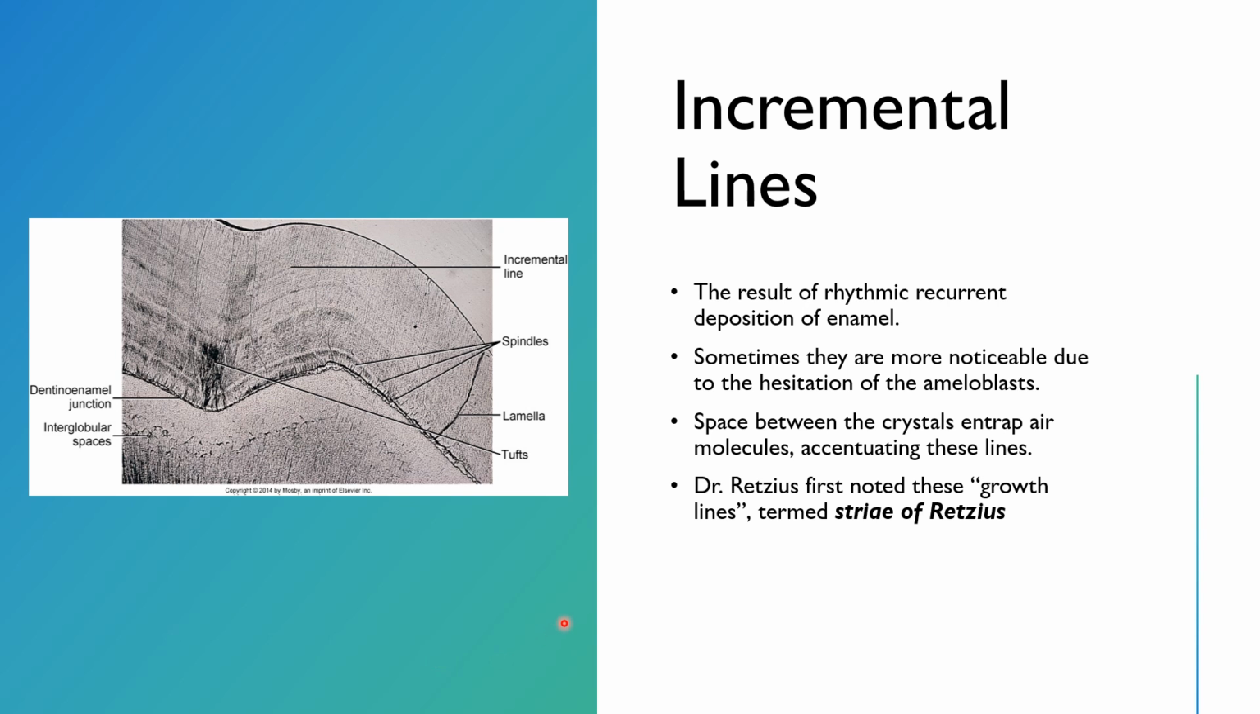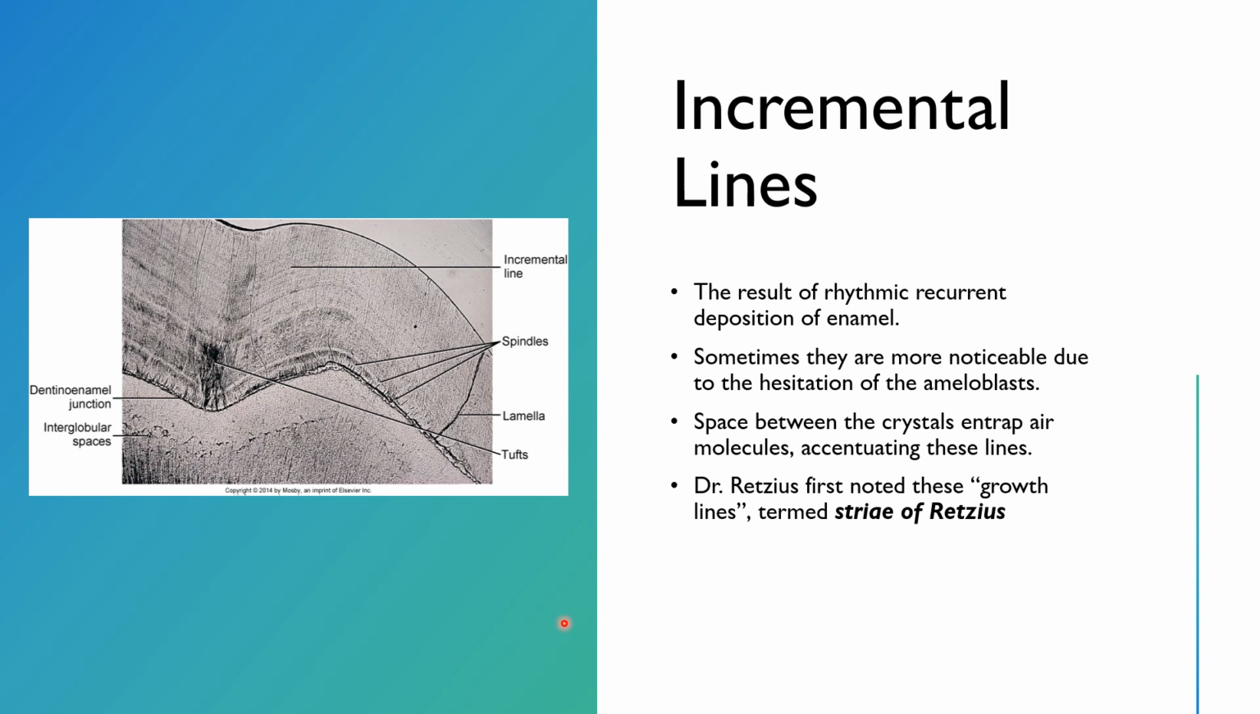Now we have our incremental lines. So remember our incremental lines, these are the growth lines, basically the result of the depositing of enamel. Imagine it being deposited kind of in increments, but with a certain rhythm to it, okay? Sometimes some of these incremental lines might even be more noticeable because there could be a little bit of a hesitation from the ameloblast when it is actually depositing.